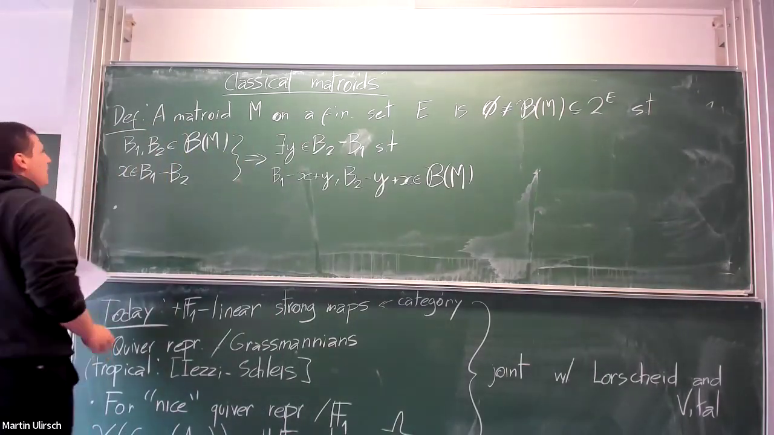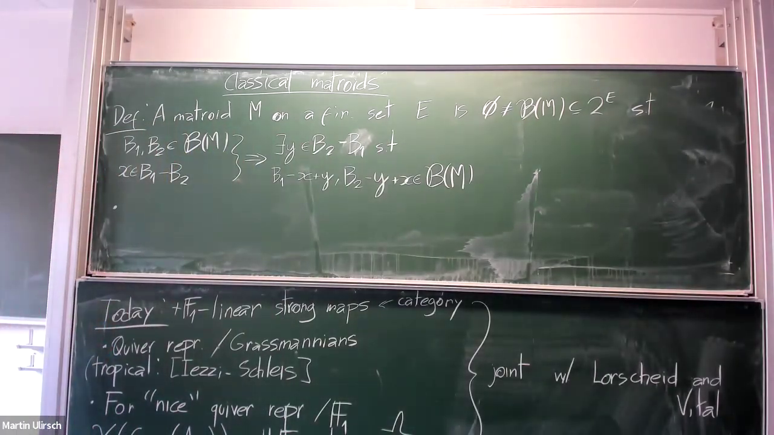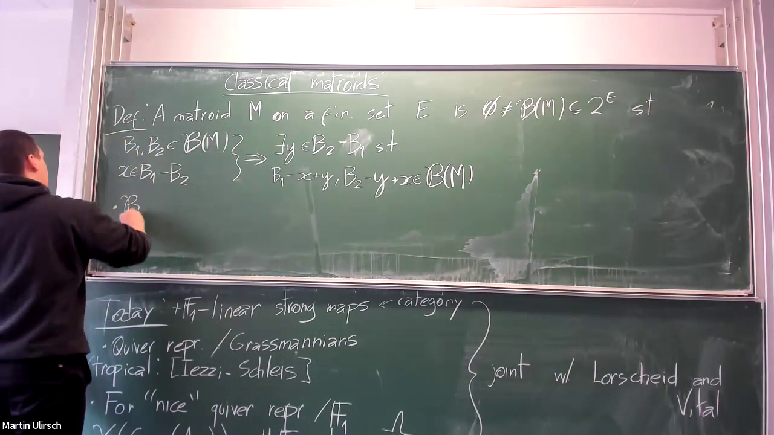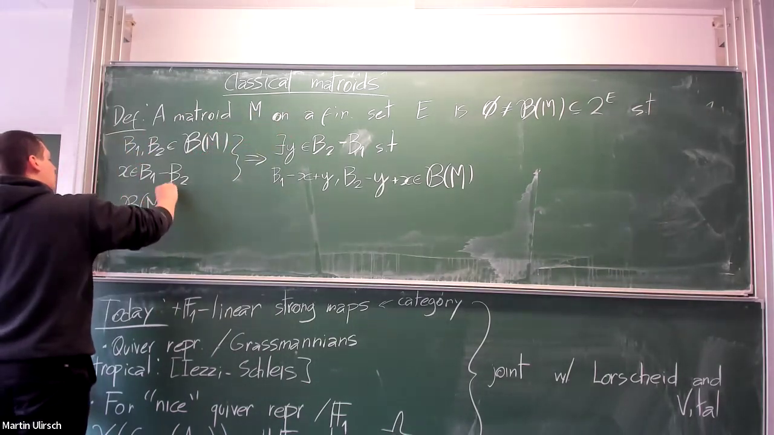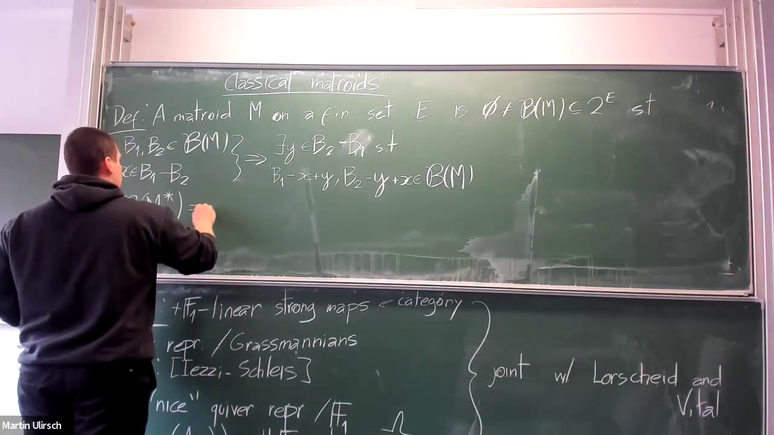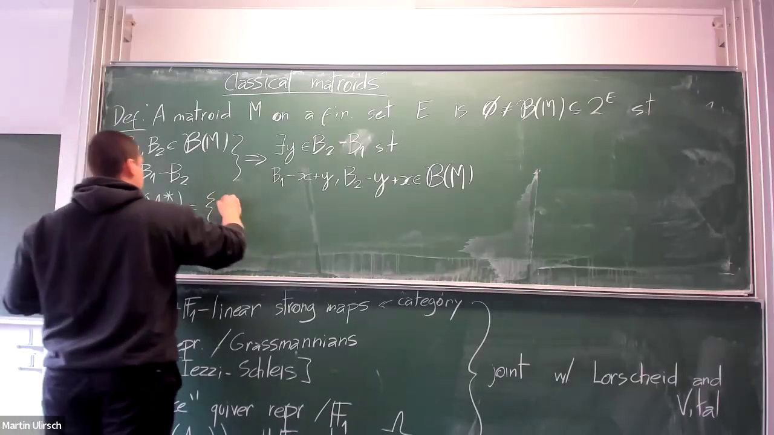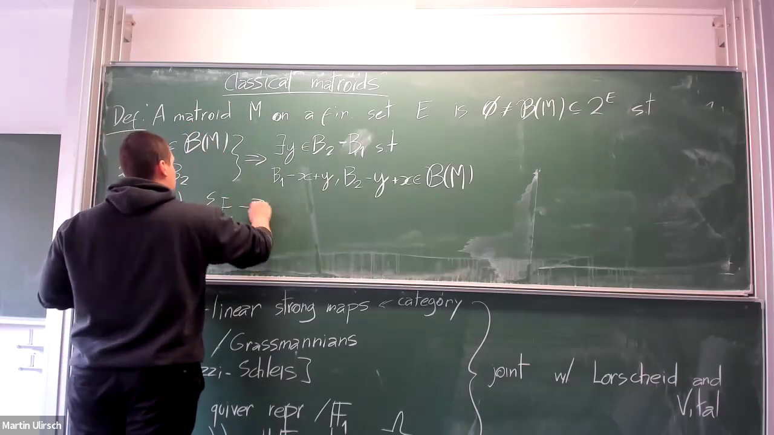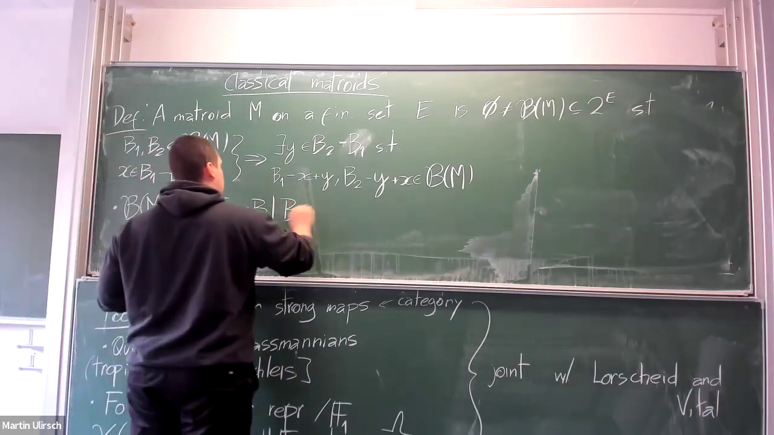And matroids always come in pairs. So whenever I have a matroid M on a set E, I have another matroid M dual, whose set of bases is just the complementary sets of bases of M. Specifically, this.